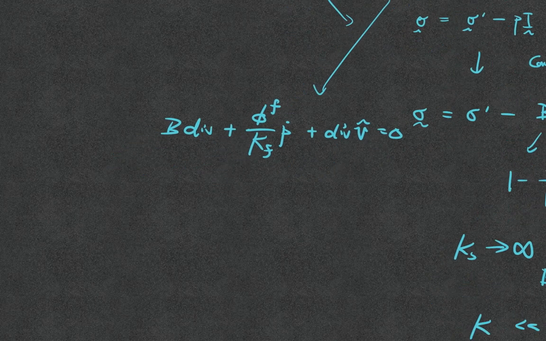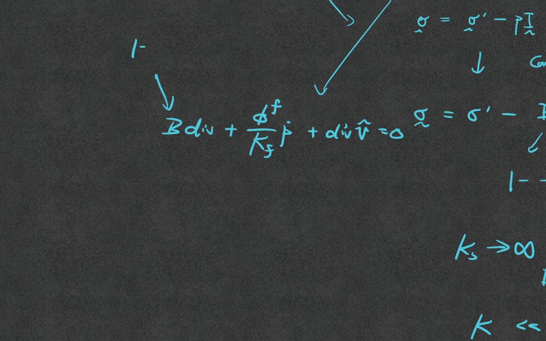Okay, so this B term is the same as the Biot's coefficient. It's the same one. And this is the new term that takes into account the fact that the fluid can be compressible. Then again, in the case of an incompressible phase, this becomes 0 because Kf goes to infinity. So we end up dealing with just two terms.